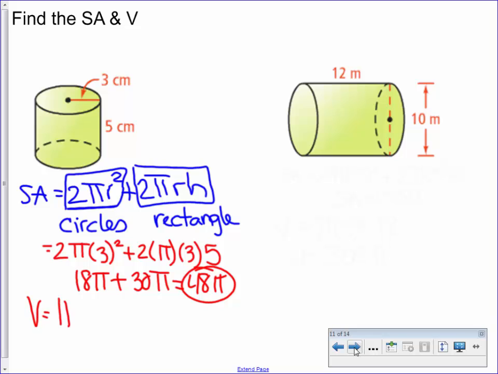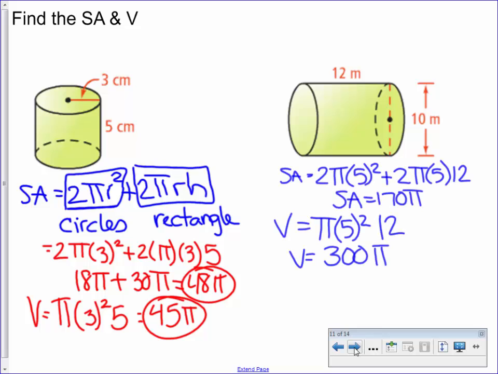Volume is pi times the radius, 3 squared, times the height, 5. So keeping it in terms of pi, 9 times 5 is 45 pi. So that's our surface area and volume. Go ahead and try the second one on your own. Hopefully you have gotten the surface area is 170 pi and the volume is 300 pi.